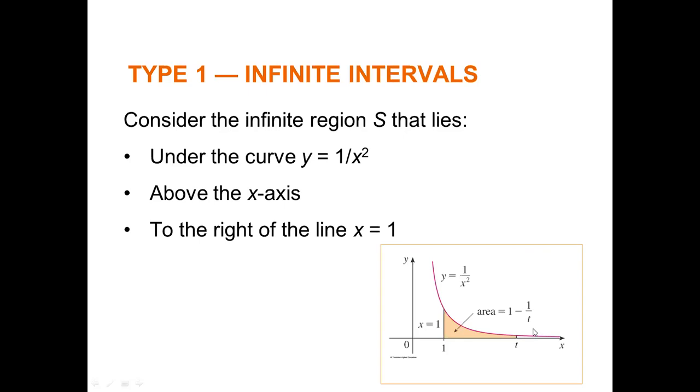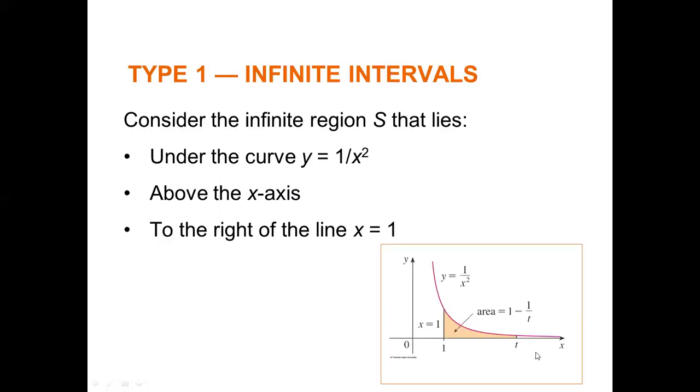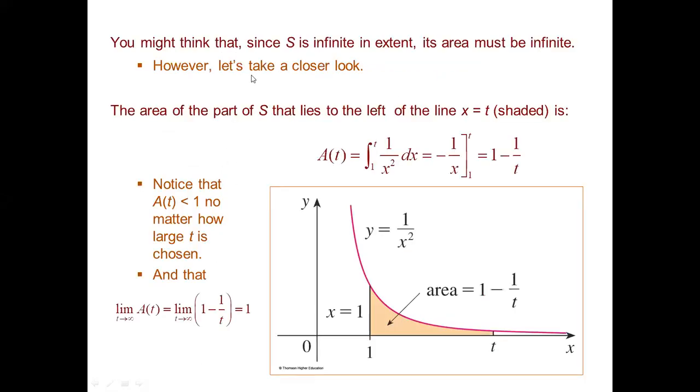So the area under the curve is just equal to 1, because this one is very negligible in value. Okay, now let me continue. You might think that since S is infinite in extent, its area must be infinite, since t has no end and keeps increasing. However, let's take a closer look.